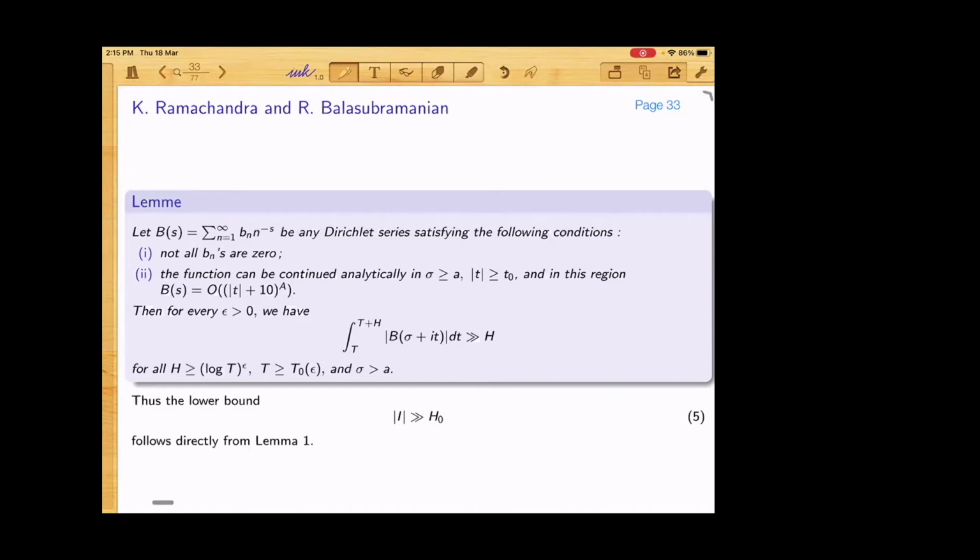Not all coefficients are 0, and suppose it has analytic continuation up to some number a, to the right of a, and there it has polynomial growth. Then it says that for every epsilon, this integral is at least h. And the main point is that h can be as small as a power of log t to the power epsilon.